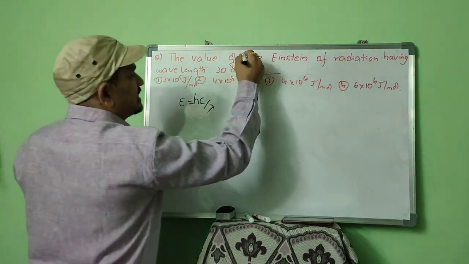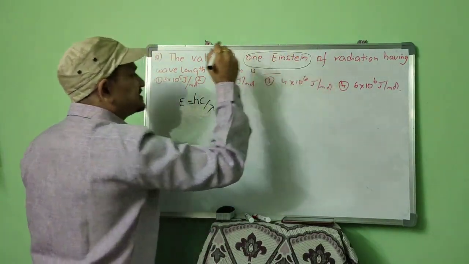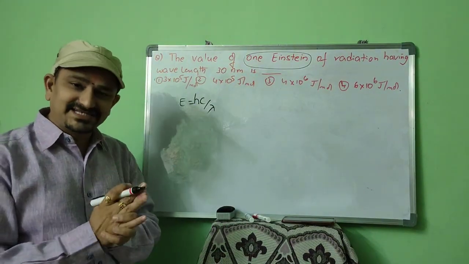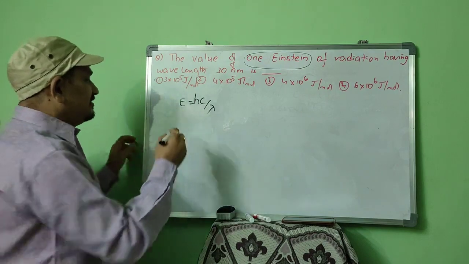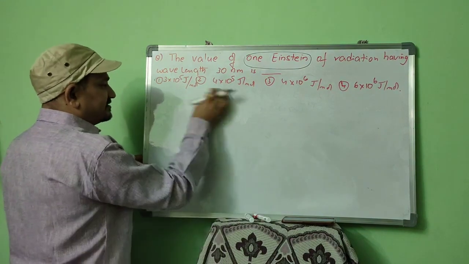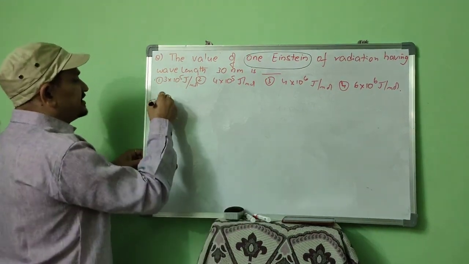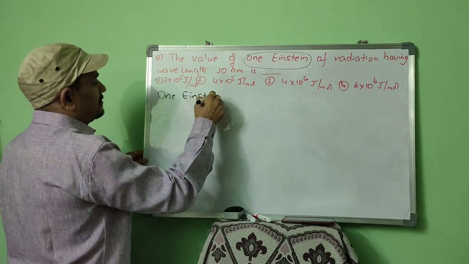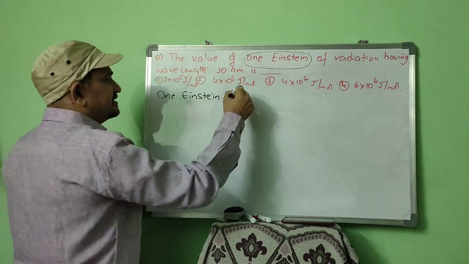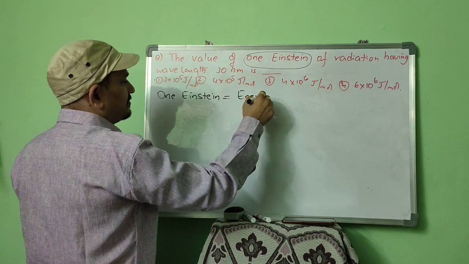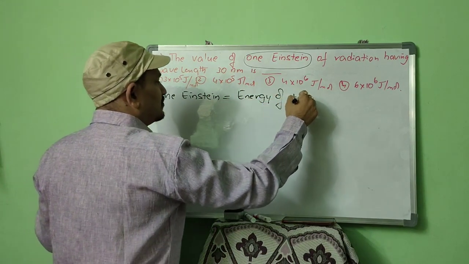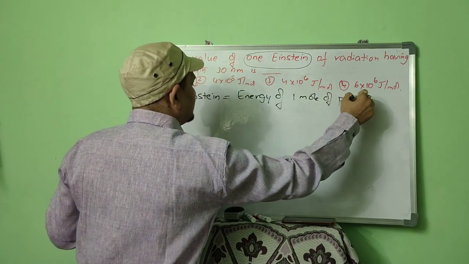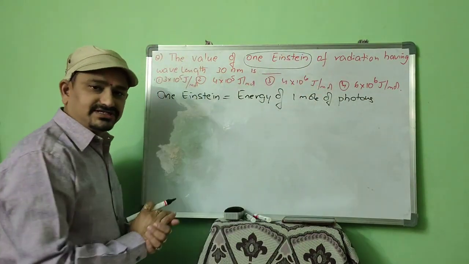First of all, you should understand the word Einstein, 1 Einstein, right? What's the meaning of 1 Einstein? Yes. First, you make a note of that one. 1 Einstein is nothing but energy of 1 mole of photons.